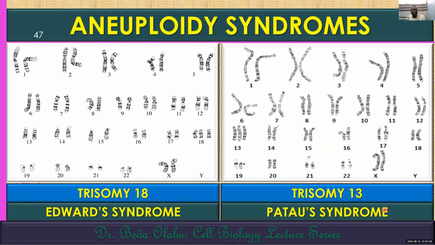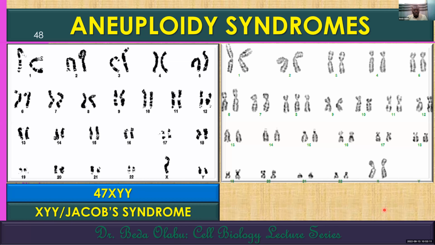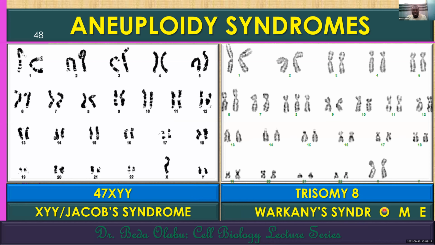Things like Klinefelter may live throughout their life, actually. Triple X syndrome, XYY syndrome, those ones will live long. To your left here is Jacob syndrome, which is XYY or super male, who can actually live up to adulthood. Trisomy 8 is a bit lethal as well, so maybe just a few months of life.